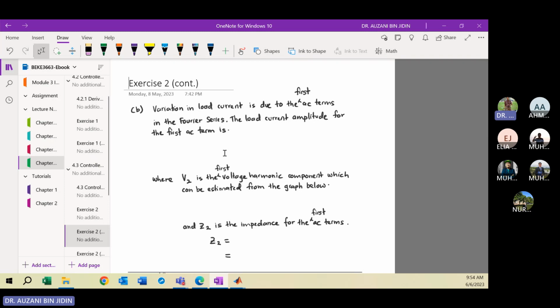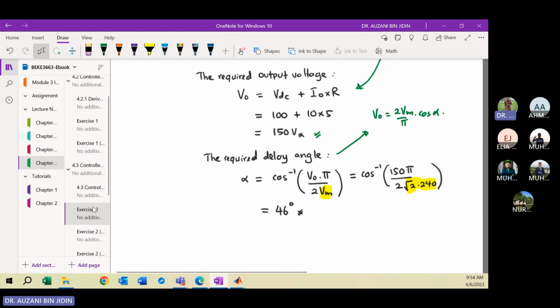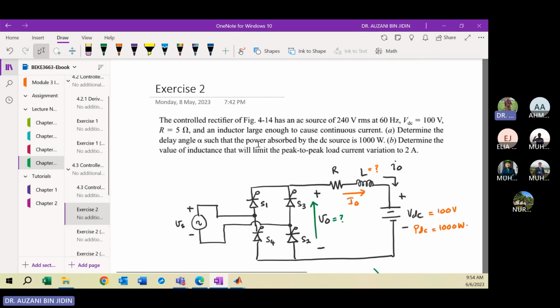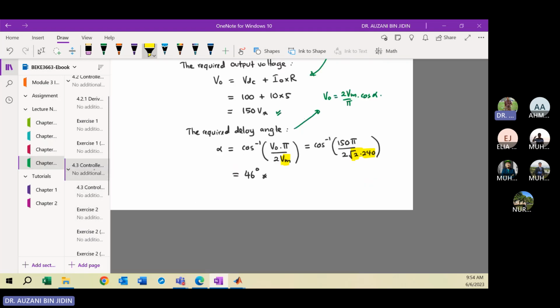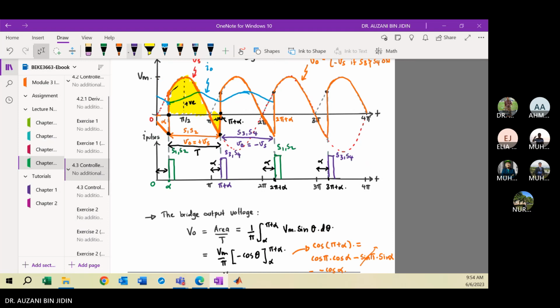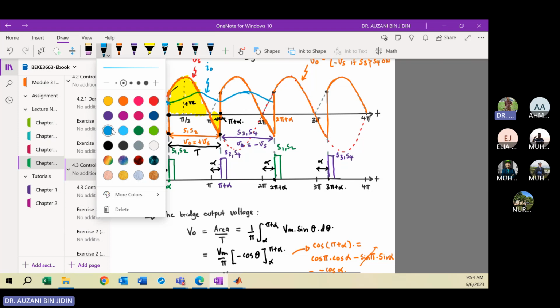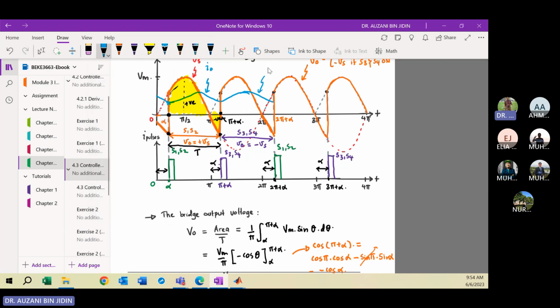Please understand this one. Because in part B, the question asks you to determine the value of L here, so that the current variation can be limited to 2 ampere. So the output current will be something like this, this wave shape. This is your output current. Sorry, I complete this sketch. The output current IO. Here is your IO.